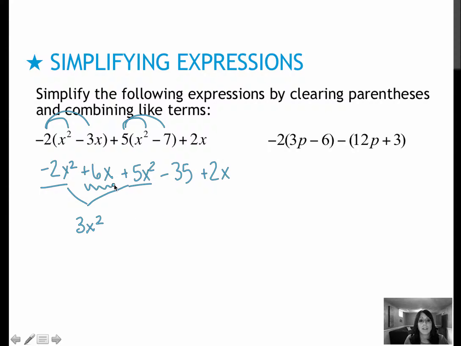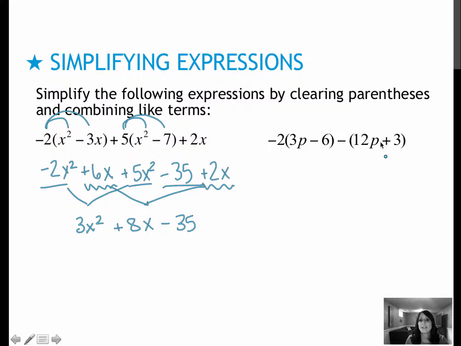Then I have a positive 6x and a positive 2x. Positive 6 and positive 2 are the same sign, so I find the sum, and I get 8x. And the only one I haven't used is that minus 35. It doesn't combine with anything, but that's okay. I'm going to write it at the end of my expression.